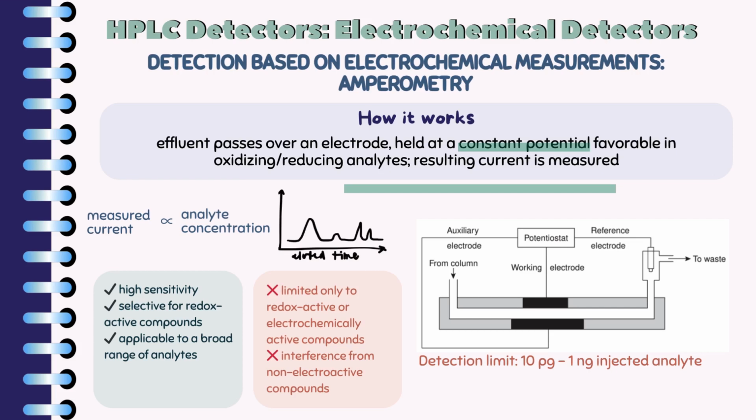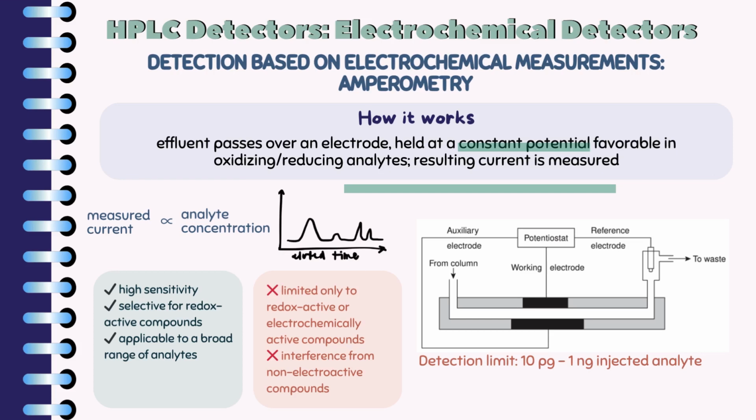The next set of HPLC detectors are based on electrochemical measurements. In general, electrochemical detection involves the use of an electrode to detect and quantify analytes in the sample. As the analytes elute from the HPLC column, they flow into the electrochemical cell. If the analyte is oxidizable or can be reduced, it undergoes oxidation or reduction at the electrode, leading to the transfer of electrons. This transfer of electrons generates a measurable electrical signal, typically a current or voltage, which is directly proportional to the concentration of the analyte.